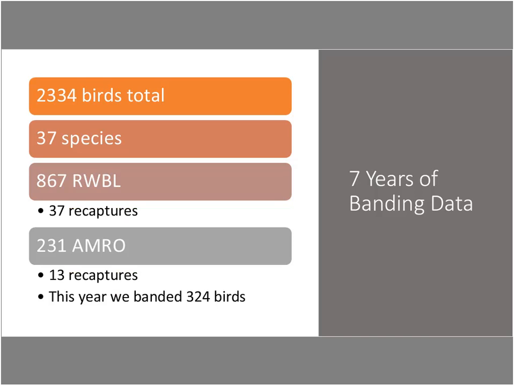This study has been going on for 7 years now, so there's 7 years of banding data. I'll show you what that looks like. So far, this study has caught 2,334 birds total, 37 different species. Red-winged blackbird, there's been 867 captures, and 37 of those have been recaptures. And 231 American robin, and 13 of those have been recaptures. Just for this year, we caught and banded 324 birds.